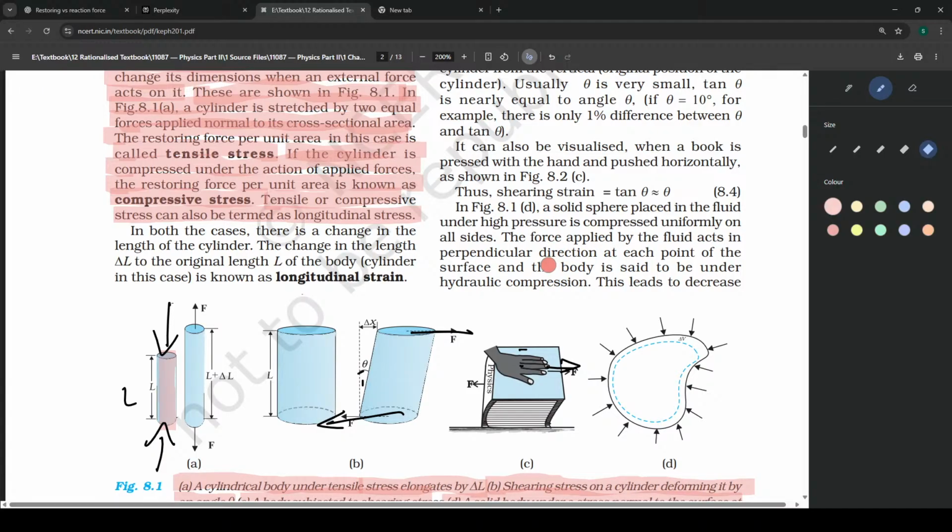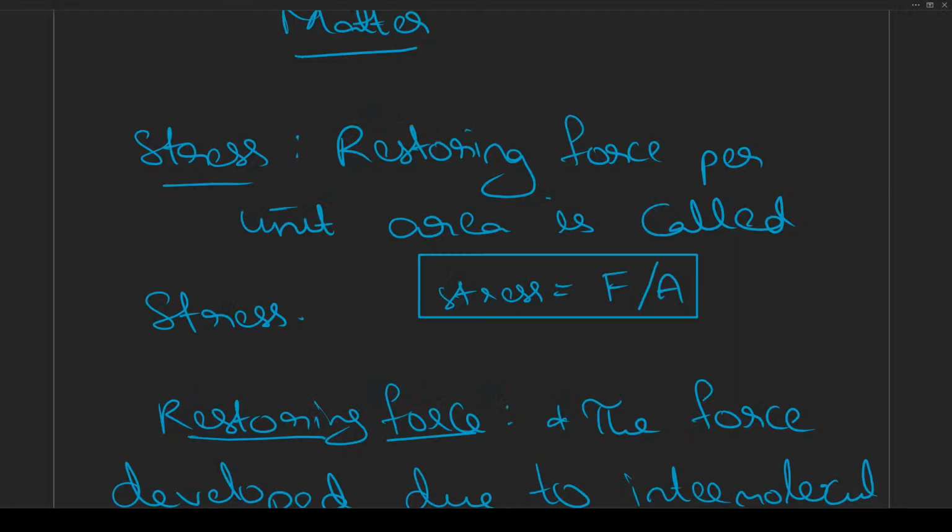Tensile stress is when we elongate the body. Compressive stress is where we decrease the size of this cylinder. Both of them are longitudinal stress. In both cases, there is a change in the length of the cylinder. The change in the length of the cylinder, that is delta L, to the original length of the body is known as longitudinal strain. Okay, basically, let's write down the cases.